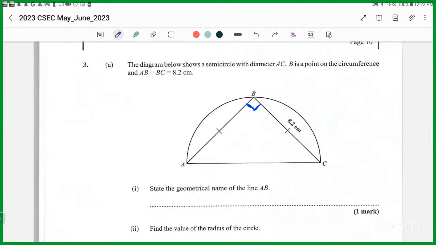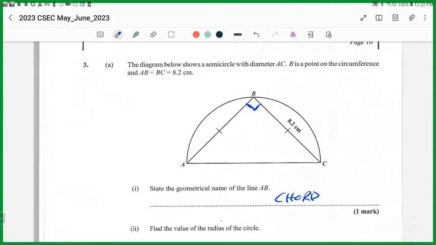Question says we have to state the name of the line AD. AD, sorry, that's this line. So any line that joins 2 points on the circumference is called a chord. That would be a chord. The diameter is a chord as well. It's a special chord. It's the longest chord because it joins 2 points on the circumference, but it also passes through the center. All right, diameter is a special chord. Anyway, so that's the name of that one.